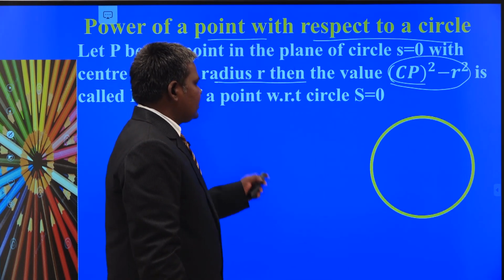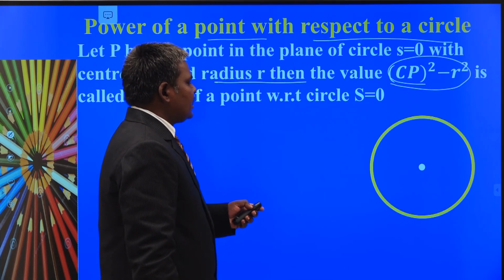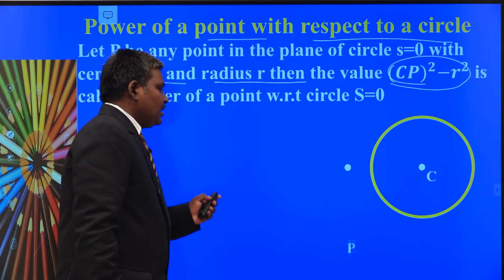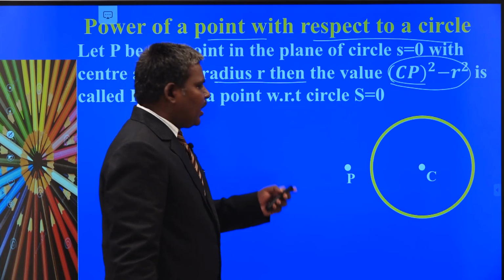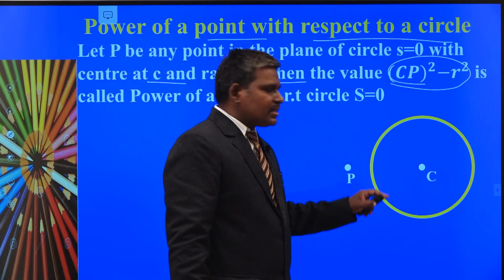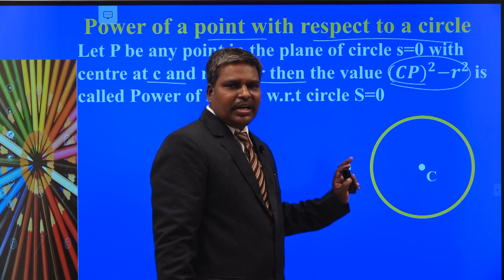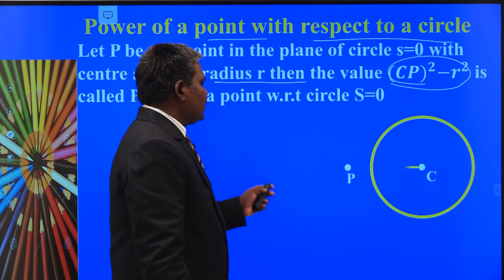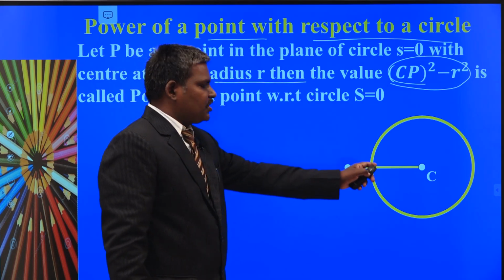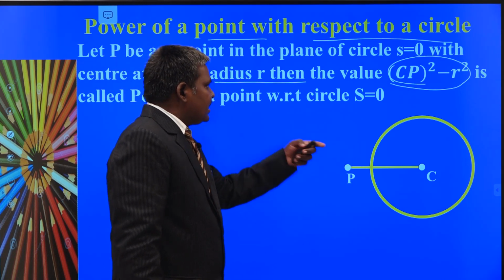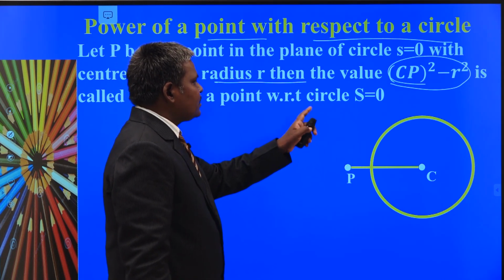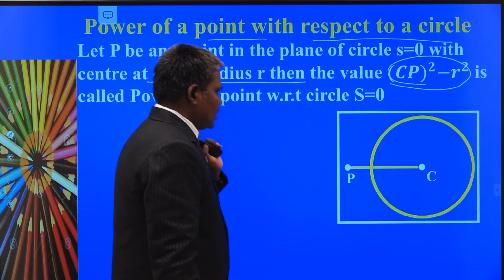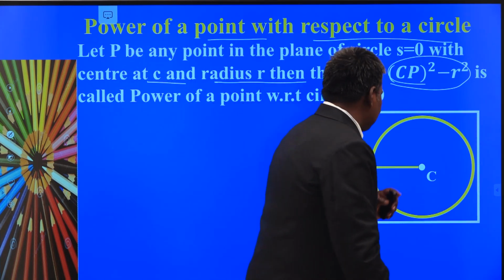See here, this is a circle. This is the center of the circle as shown in this figure. This is some point P in the plane of the circle. The point may be either outside, inside, or on the circle. Whatever it may be, power may be defined. So CP square minus R square. This is CP, the distance from C to P. It is the square of the distance minus the radius square. That is CP square minus R square, the power of point P with respect to the circle.